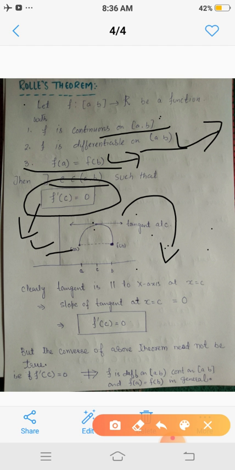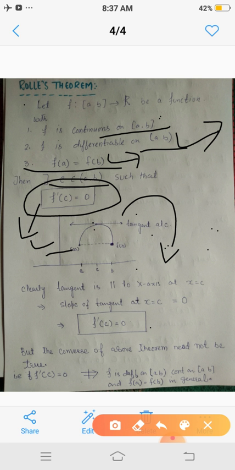Now geometrically, f'(c) gives us the slope of the tangent at point c. Here the slope of the tangent at c is 0, which implies that f'(c) is 0. So this is the statement and geometrical proof of Rolle's theorem.